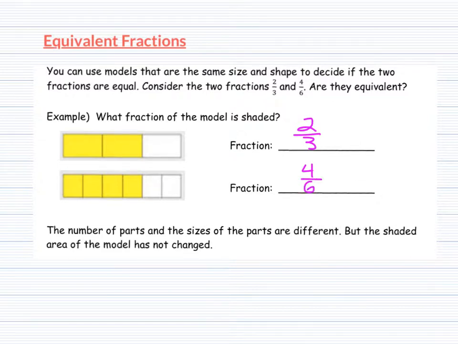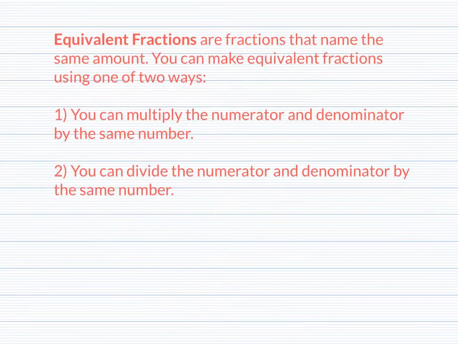And notice how our models here are the same size total and the same amount of area is shaded in. So even though our two fractions look different, 2/3 and 4/6 look different, the shaded area is exactly the same. So these are equivalent fractions. 2/3 is equal to 4/6. So that's the main idea behind equivalent fractions.